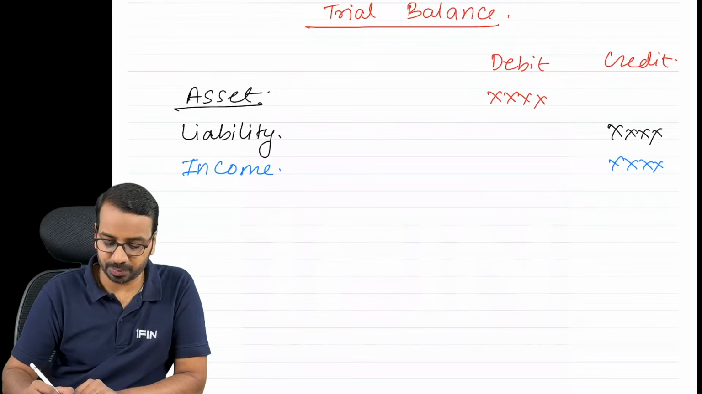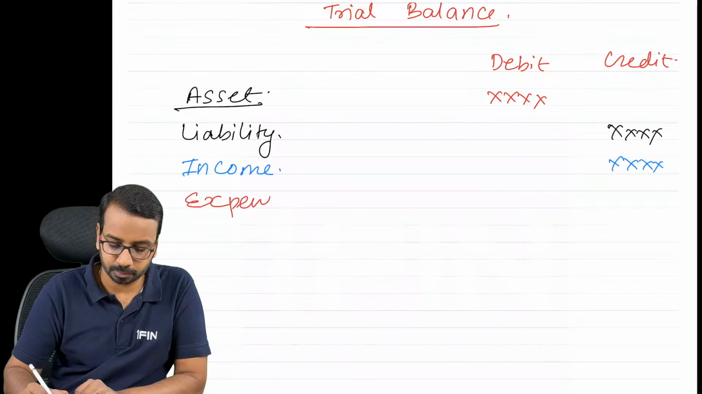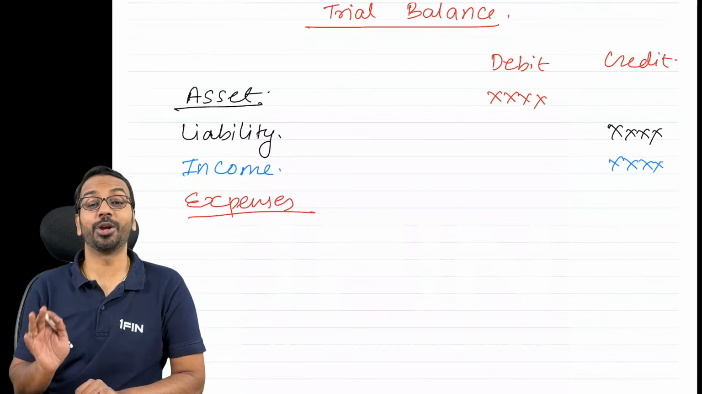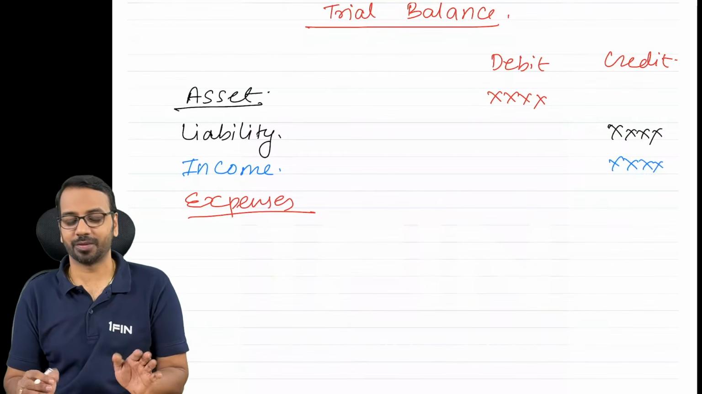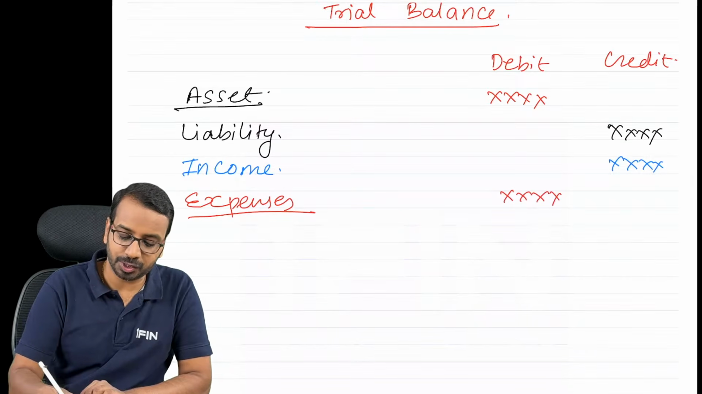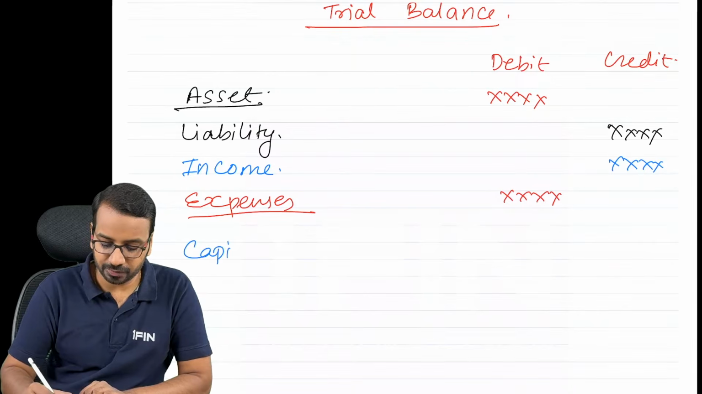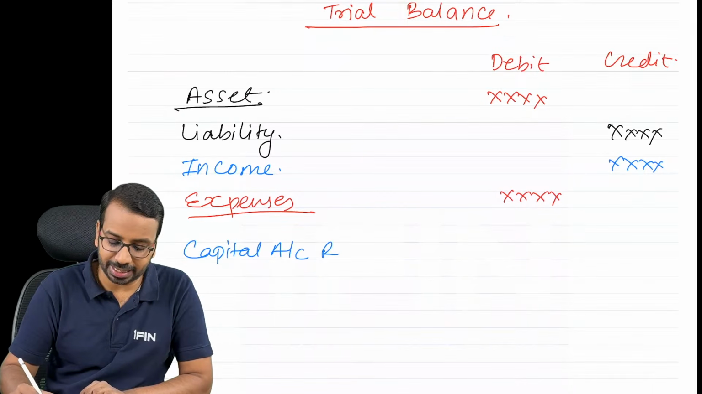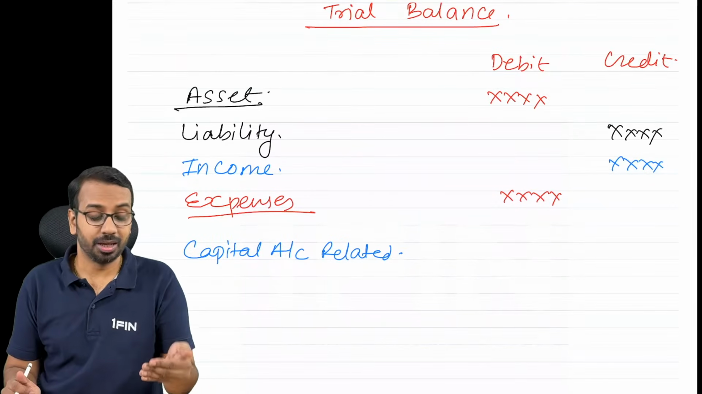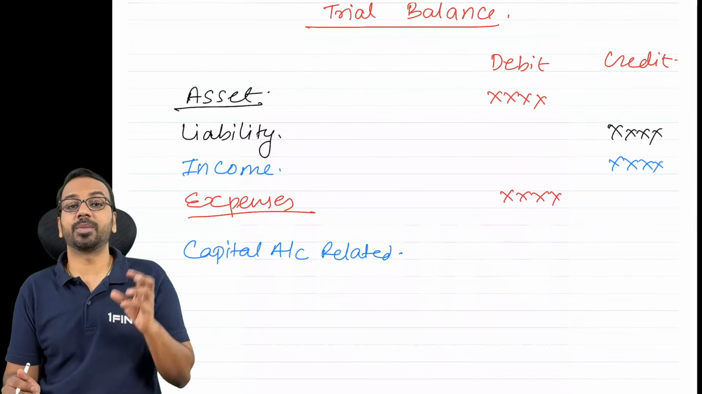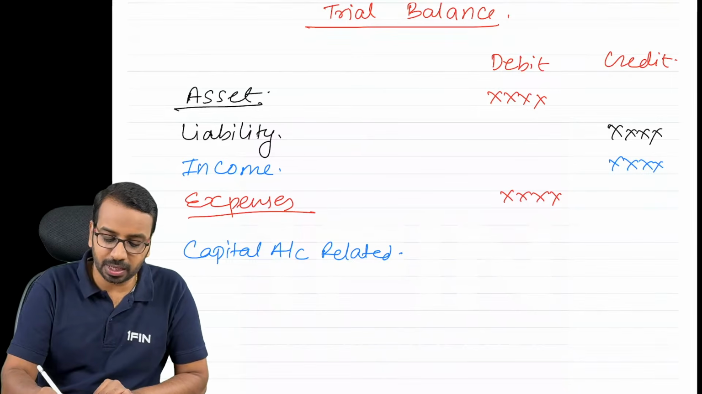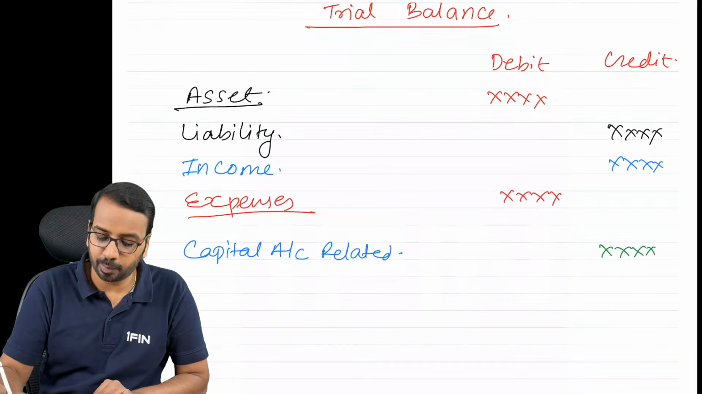Then you will have some expenses. Now one thing that is very helpful for you at this level is no need to worry about direct expense, indirect expense and all of that. Okay, so you have expenses. Those expenses will have a debit balance, and then you will have capital account related items. So why I'm saying capital account related? Because it can be capital, it can be balance of profit and loss, it can be accumulated reserves, right? All of those items, capital account related, this will have a credit balance.